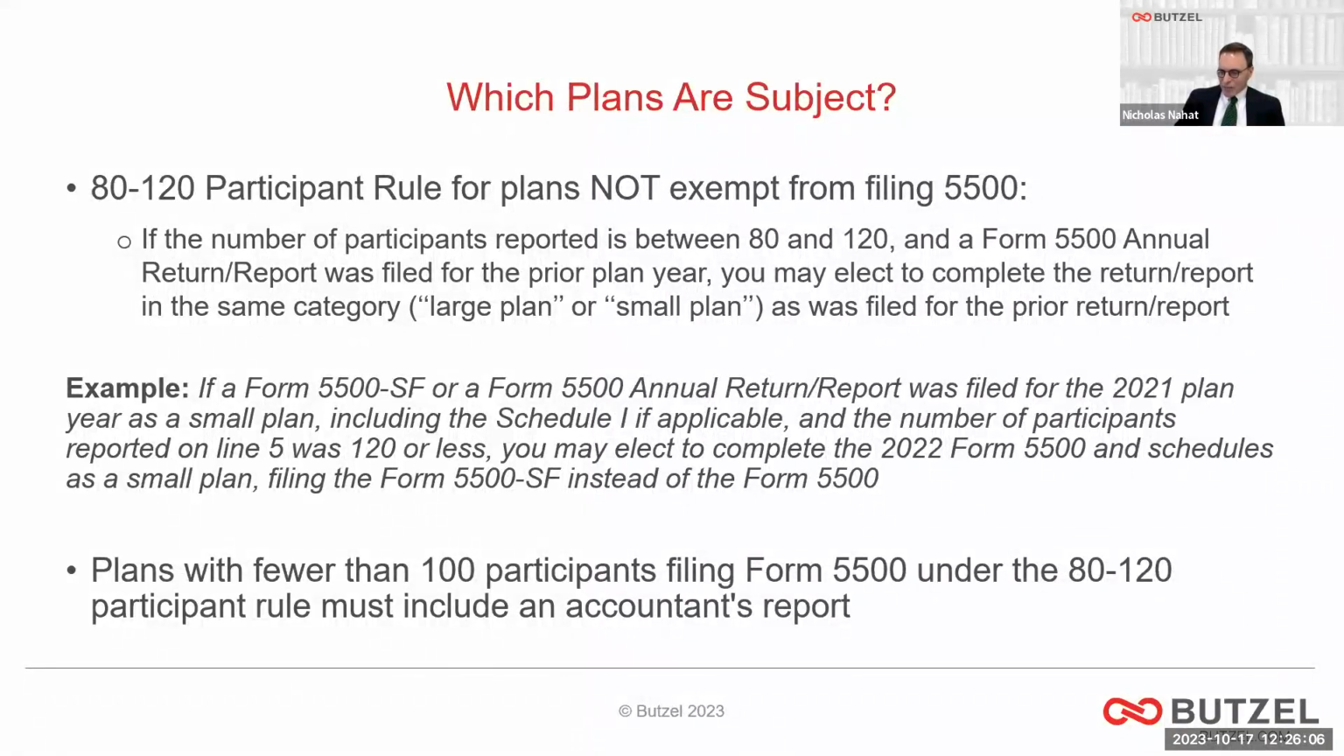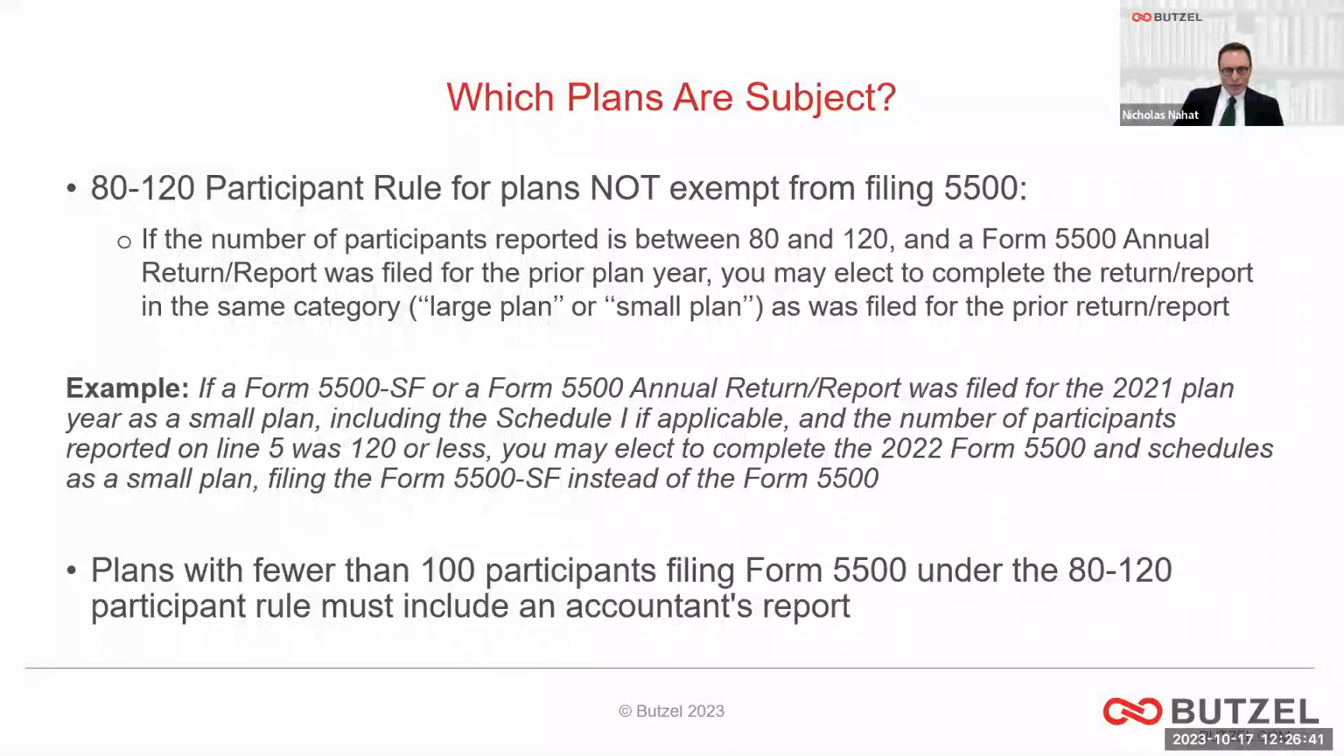So the last bullet point there notes that plans with fewer than 100 participants filing 5500 under the 80 to 100 participant rule must include an accountant's report if they filed as a large plan in the prior year and they elect to file as a large plan in the subsequent year. If you're filing a large plan, you're probably going to be at least asking the question of whether you're going to be required to file an extra audit.